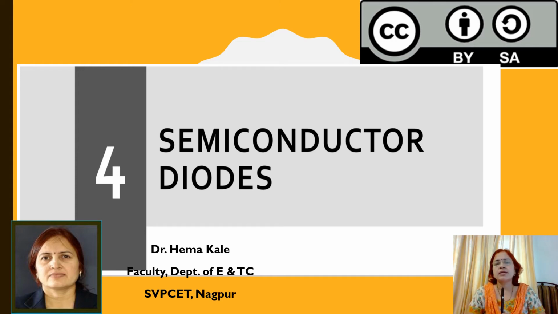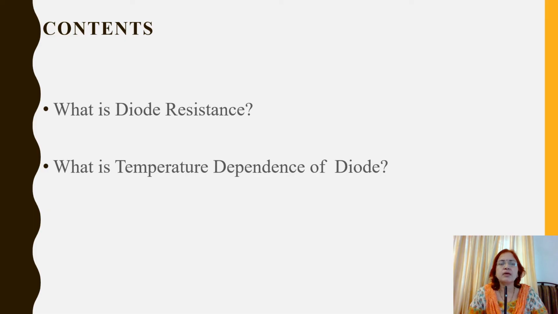Namaskar. Now let us see two more topics on diodes. The first topic is what is diode resistance. Here we are going to see how to define the resistance of a diode. Second topic is what is temperature dependence of diode. So we have to see how the characteristic of diode depends or varies according to the changes in the temperature.